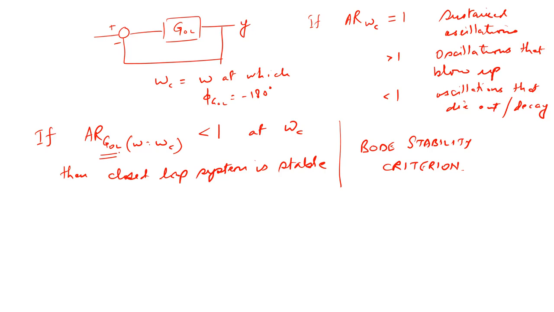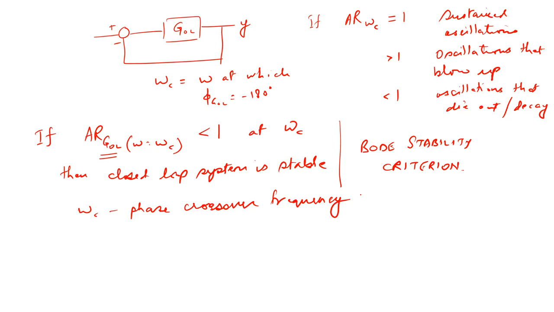So, the critical frequency, omega C, is also called the phase crossover frequency. Simply by looking at whether the amplitude ratio of the open loop system at the critical frequency, or the phase crossover frequency, is greater than 1, equal to 1 or less than 1, we can start saying things with confidence that the closed loop system will be unstable, stable or marginally stable. This sounds like magic, and actually it is not magic.